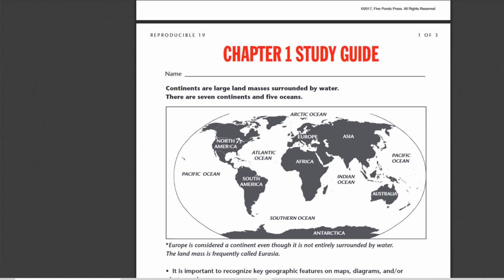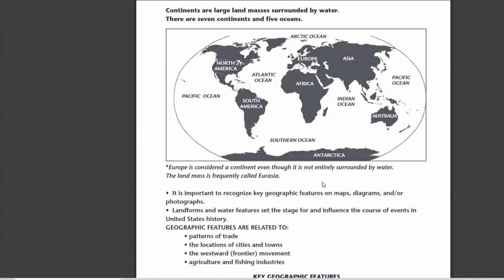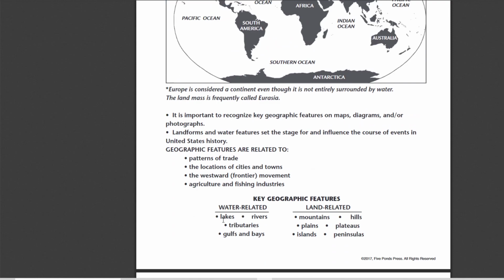We've got the seven continents: North America, South America, Europe, Asia, Africa, Australia, Antarctica down here. Remember that Europe and Asia create a supercontinent. We've got key geographic features like lakes, rivers. Lakes are like circles of water. Rivers, if you look on a map, are big blue lines where water flows. Tributaries are the small streams that go into the rivers that feed the rivers.